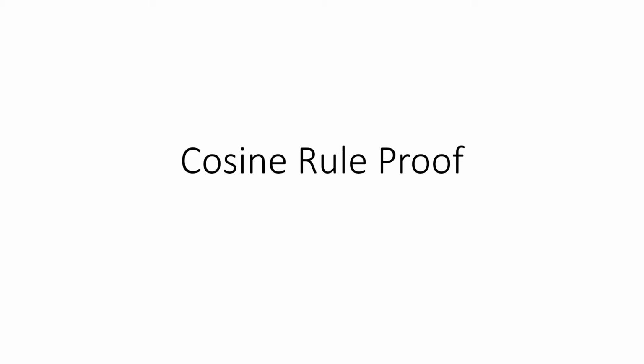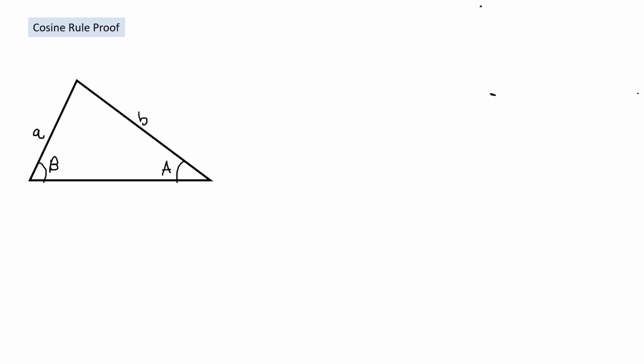Welcome back. In this video, we will prove the cosine rule. So what is the cosine rule? The cosine rule says that a squared equals b squared plus c squared minus 2bc cos A. So let's prove this one.